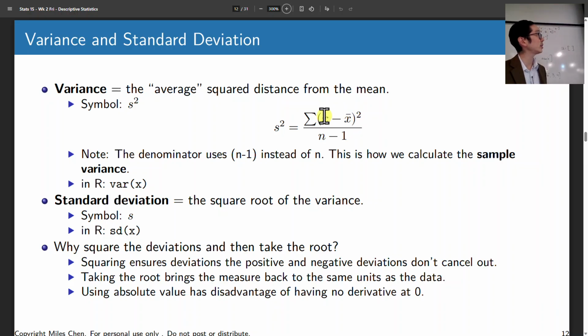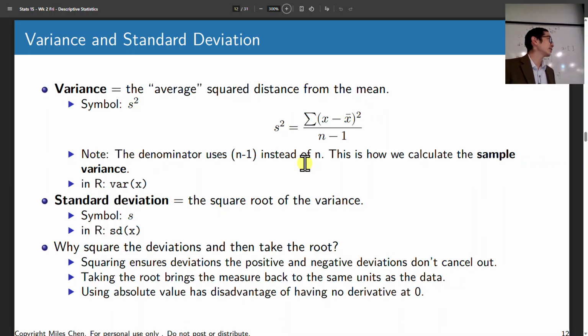You're going to square it, take that difference, and square it. You'll add it up for all the values in your data set, and then you're going to divide by n minus 1, okay? So the numerator is the squared distances, and we're adding them up. To calculate averages, you divide by how many you have. But when we're doing the variance, we divide by n minus 1 instead of n. This is how we calculate the sample variance.